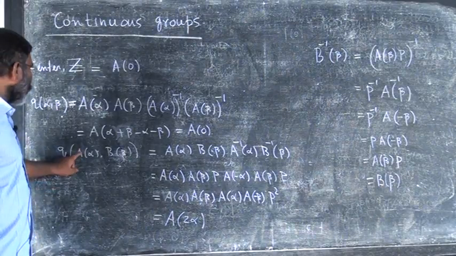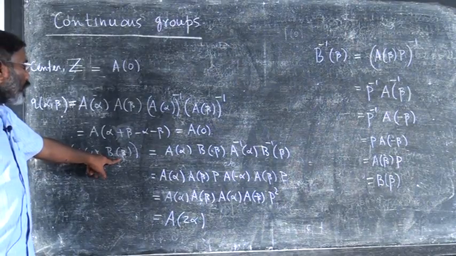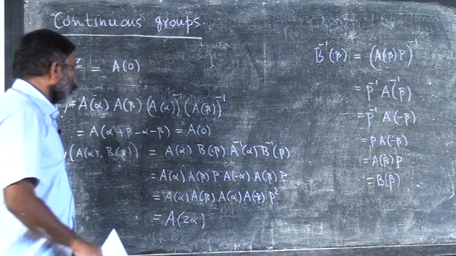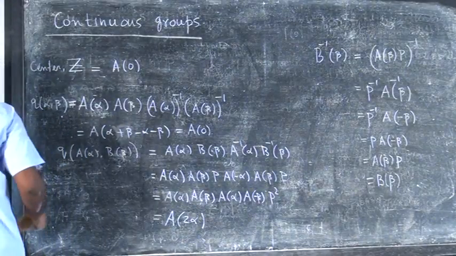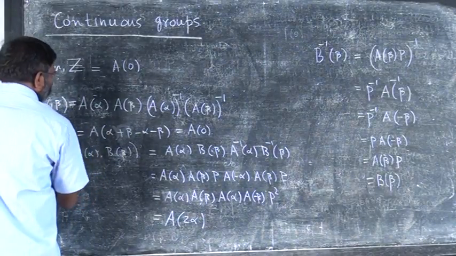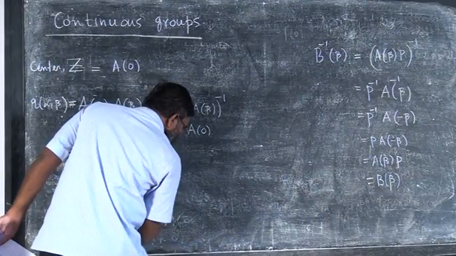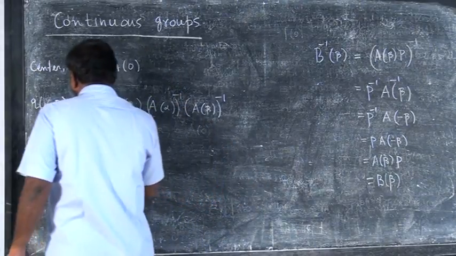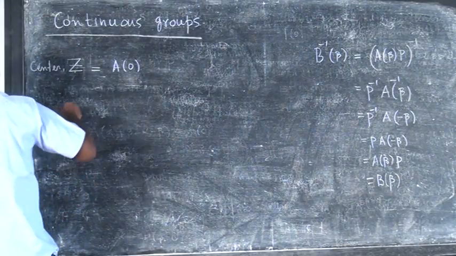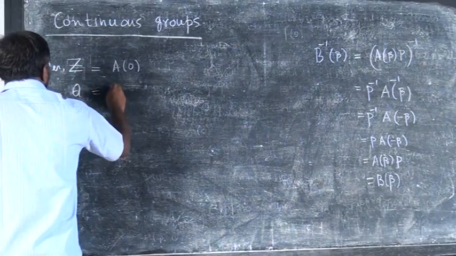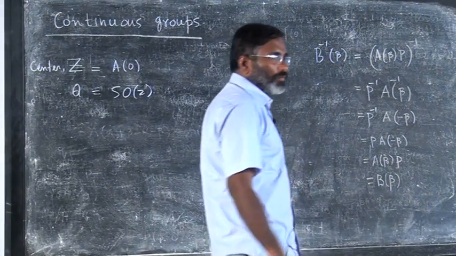Correct? Now if I choose B alpha B beta, what will I get? B alpha B beta, identity. Suppose if I choose, okay, I will leave it for you to verify. You will get again one of this A alpha only, so that you can say that the commutator group of this one is actually SO2. Only all elements of SO2 we will have.